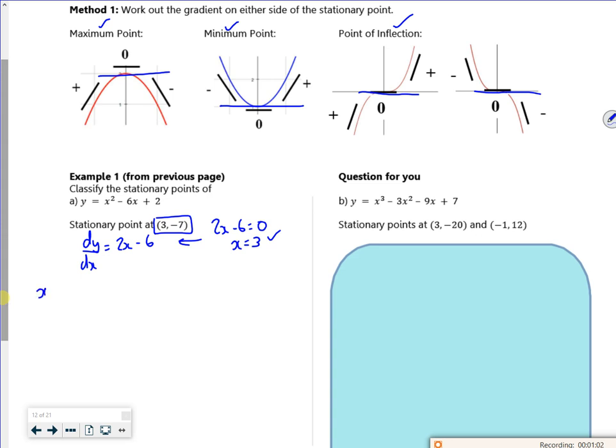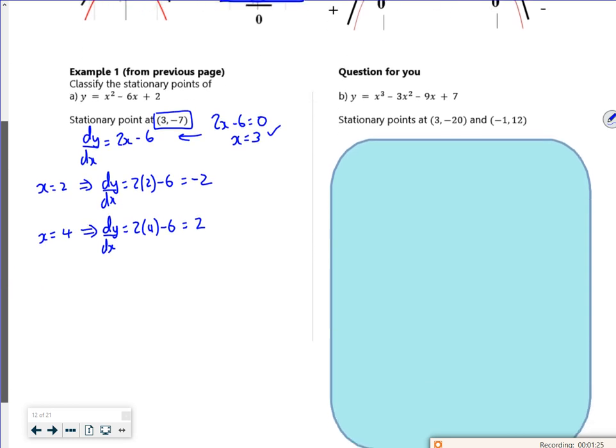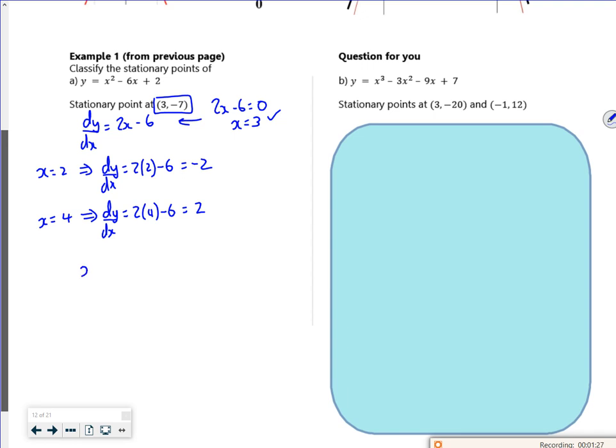So if I look at x is 2, then dy by dx is 2 lots of 2 minus 6, which is minus 2. And if I look at x is 4, which is on the other side of the stationary point, I've got dy by dx is 2 lots of 4 minus 6, which is a plus 2. And if you look, there's a change in the sign here. So if you're doing a little table, so 2, 3, 4, and dy by dx.